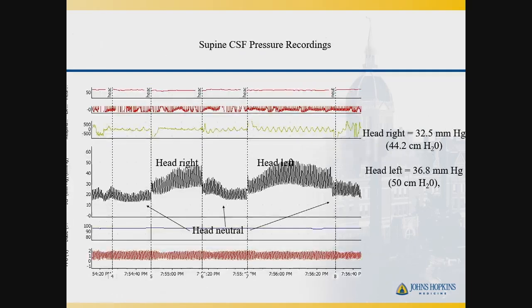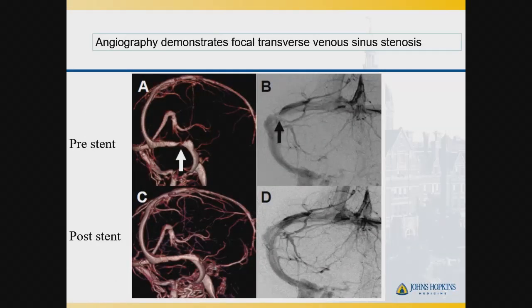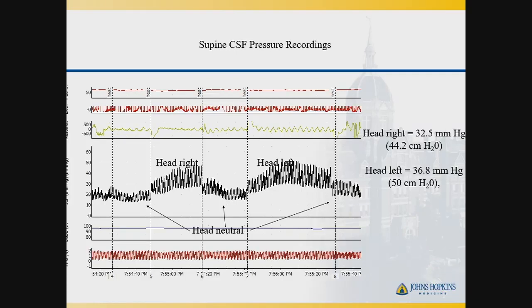But in addition, we did head turning. So when head was neutral, pressure was around 15 to 23. But when he turned his head to the right or to the left, pressures go up to 30, 40, 45 millimeters of mercury.